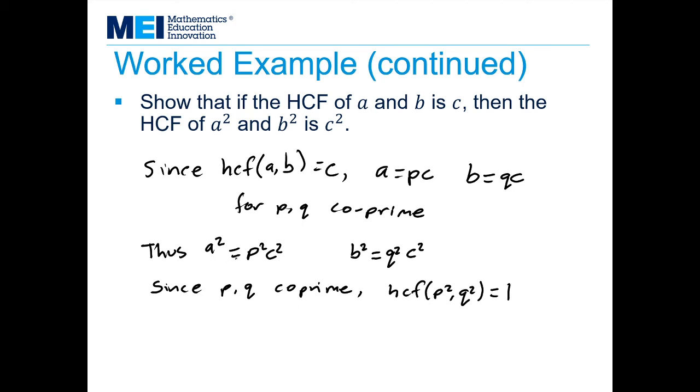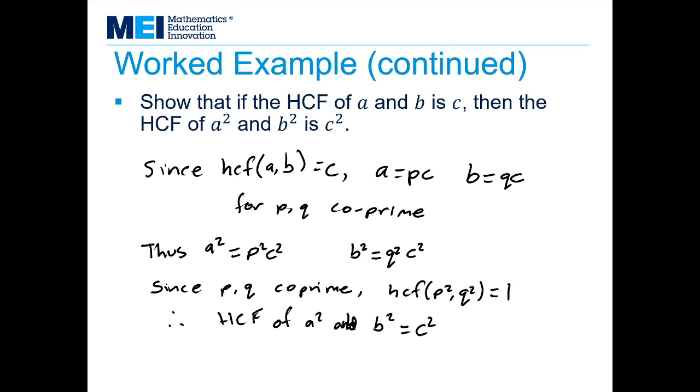which means that A squared is something times C squared and B squared is something times C squared as well, but these two things, P squared and Q squared, have a highest common factor of 1, so that means that the highest common factor of A squared and B squared is C squared.